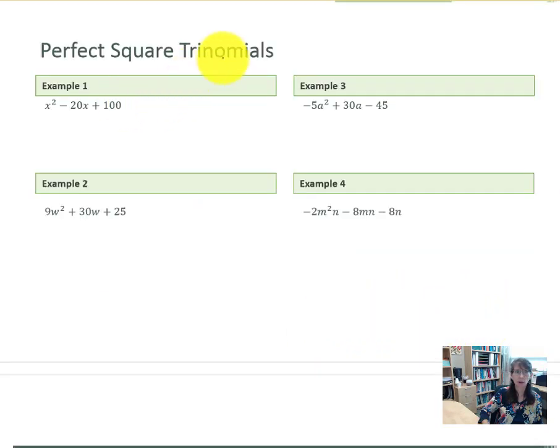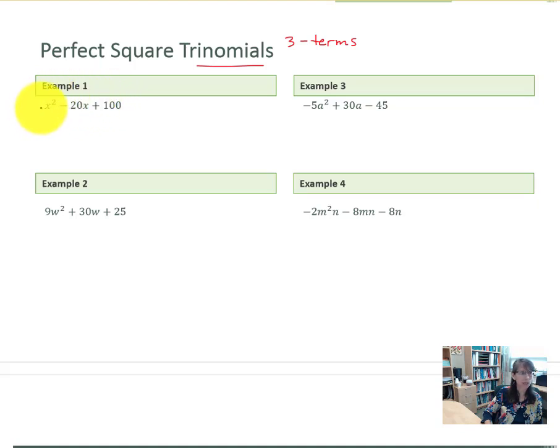With our perfect square trinomials, of course, trinomial means you need to have 3 terms. So we do have 3 terms in the examples for this page. Make sure that your polynomial is in order from the highest down to the lowest power.